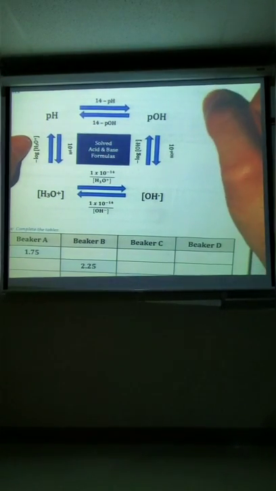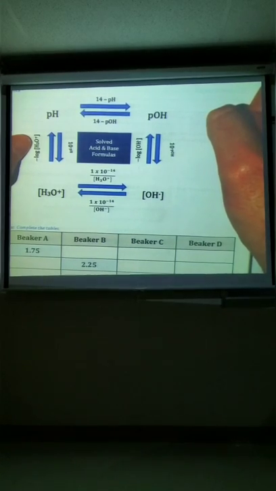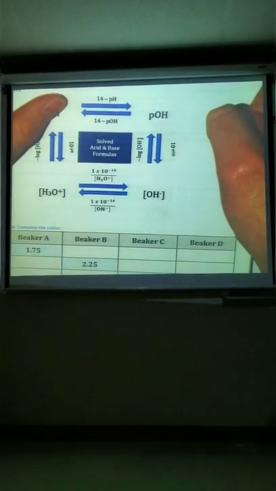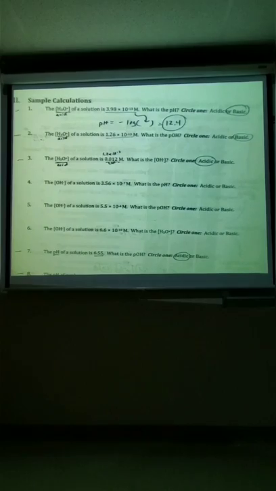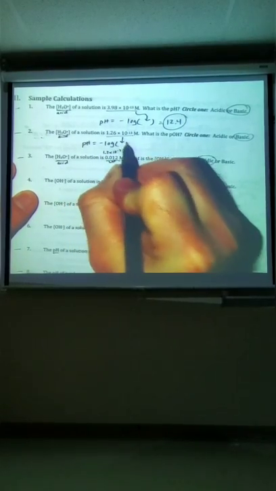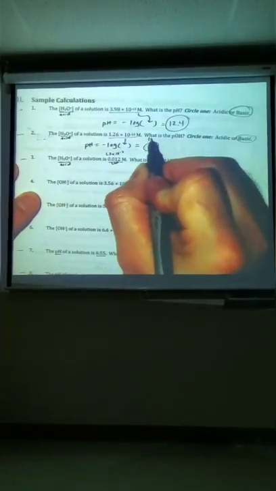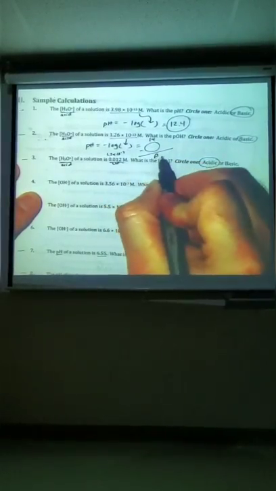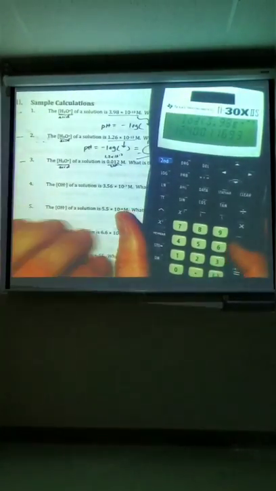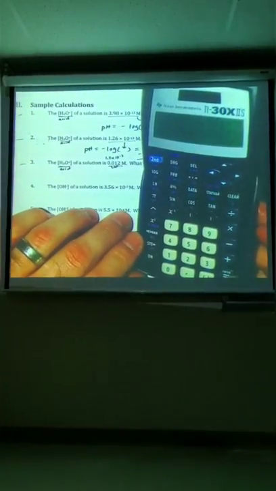So we need to do a negative log number, just like we did a moment ago, and then we need to subtract 14. So again, pH, not pOH, is negative log of our number. It equals, whatever this is, we'll take 14 and subtract it, and that'll give us pOH. Let's do that in our calculator. So clear it out.